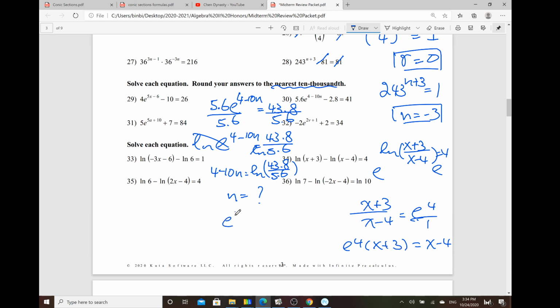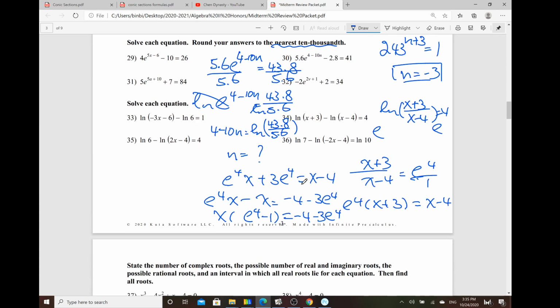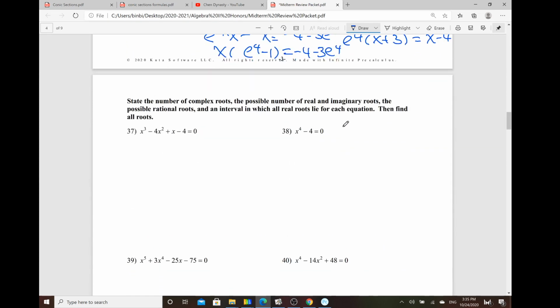So expand it. So e to the power of 4, that's a coefficient, x plus 3e to the power of 4 equals x minus 4. So take that x term together to one side. And then take out the greatest common factor, x. And then from here, you want to solve for x. Okay, so make sure that the value is considered a valid solution, not an extraneous one.